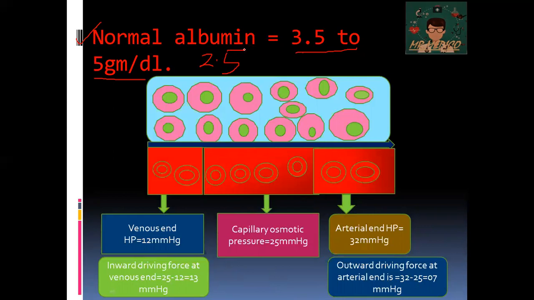Now, here we can see this is a blood vessel. This is the venous end, this is a capillary bed, and this is the arterial end. Mostly, there are two main forces which are opposite to each other and involved in causing edema. One is hydrostatic pressure, and the other is colloid osmotic pressure. The hydrostatic pressure is responsible for pushing the fluid out of the blood vessel into the interstitial spaces, while the capillary osmotic pressure tries to retain the fluid within the vessels.